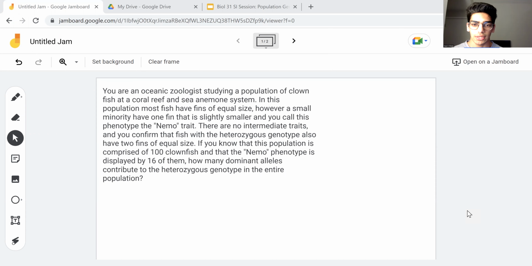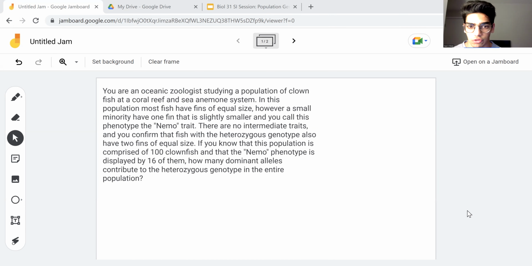All right, well, let's dive into it. I'm just going to read out the prompt and then we'll start breaking down the problem. So, you are an oceanic zoologist studying a population of clownfish at a coral reef and sea anemone system. In this population, most fish have fins of equal size. However, a small minority have one fin that is slightly smaller, and you call this phenotype the Nemo trait.